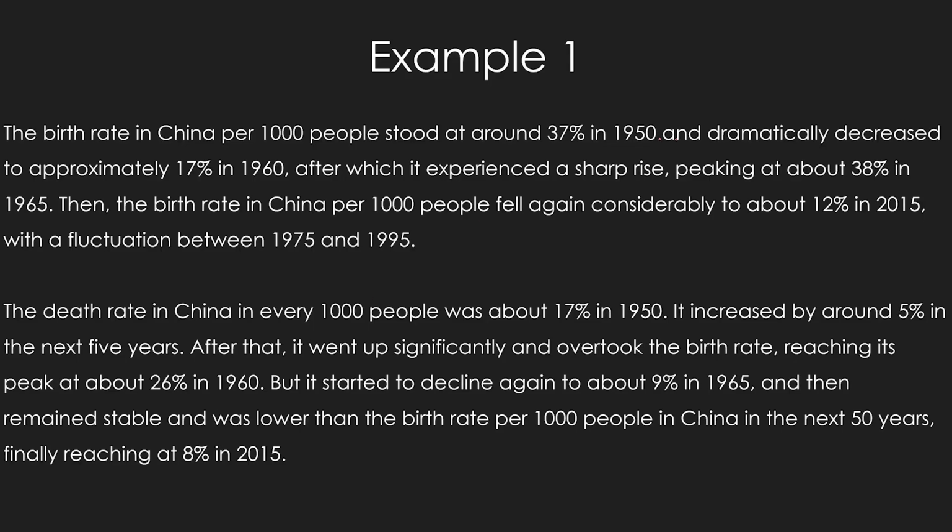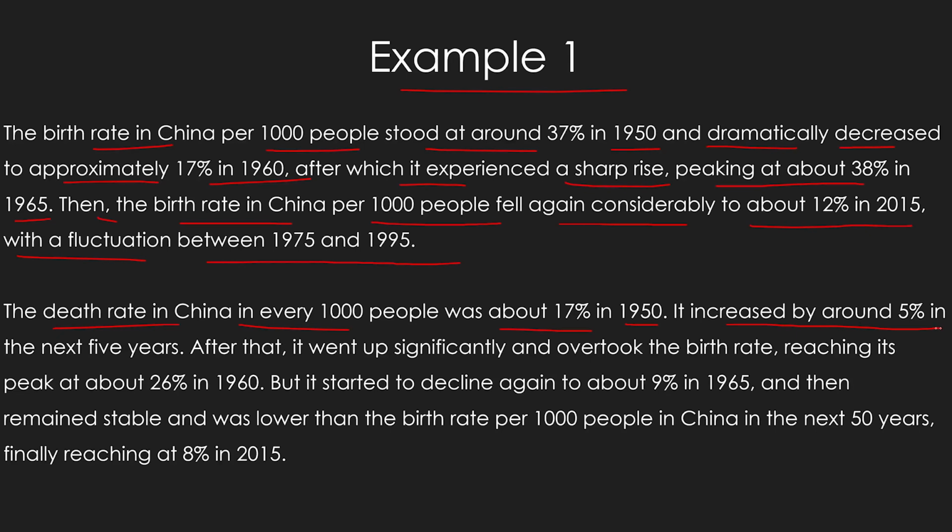Alright, let's go. So let's look at example 1. Birth rate in China per 1,000 people stood at around 37% in 1950 and dramatically decreased to approximately 17% in 1960, after which it experienced a sharp rise, peaking at about 38% in 1965. Then, the birth rate in China per 1,000 people fell again considerably to about 12% in 2015, with a fluctuation between 1975 and 1995.